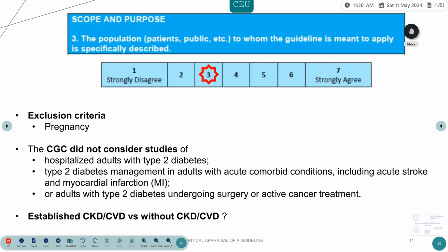And could we apply this guideline? No, but it was not clearly mentioned, because they didn't use those studies or appraise them as part of the guideline. The differences between established CKD versus CKD and cardiovascular disease without established CKD were not mentioned. So there are a lot of exclusion criteria, or people this did not apply to, that were not clearly mentioned, which is why I first downgraded it to 3.